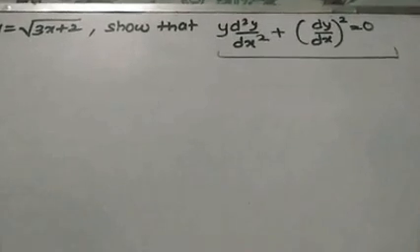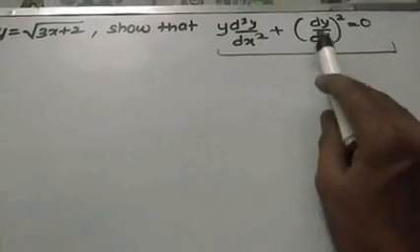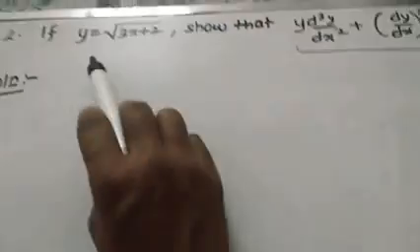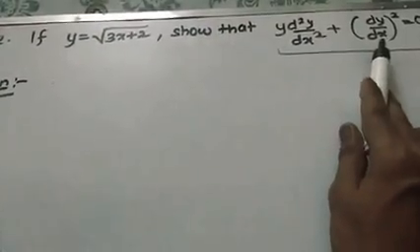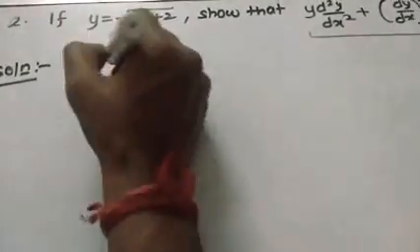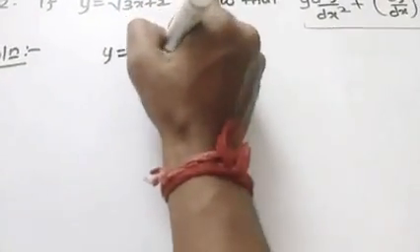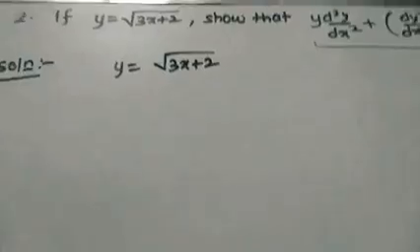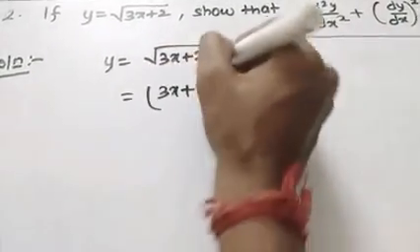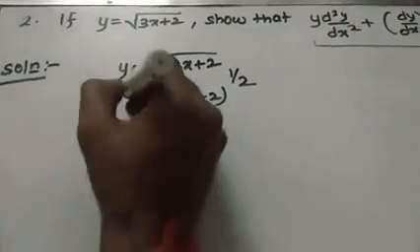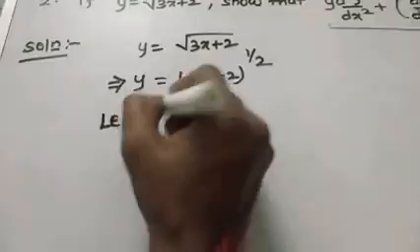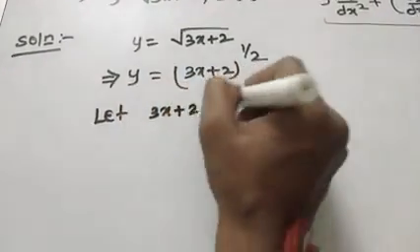Now see that in the expression, what are the things we require? One, we require dy by dx. Another thing we require is d2y by dx2. That means from this given expression we have to find both dy by dx as well as d2y by dx2. So let's start. What is given here? y equals root over 3x plus 2. For simplicity, you can write this as, root over means what is the power? Power is half. So for the simplicity of the question, let us take 3x plus 2 as u.